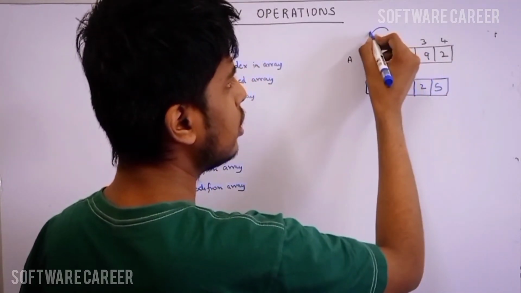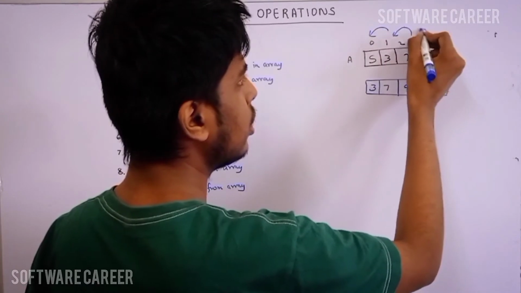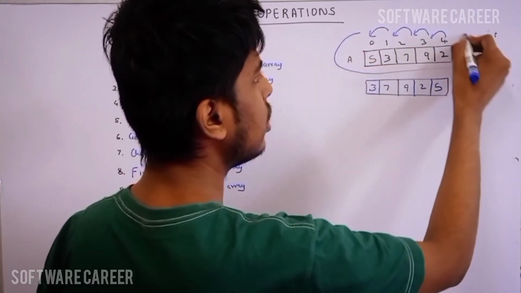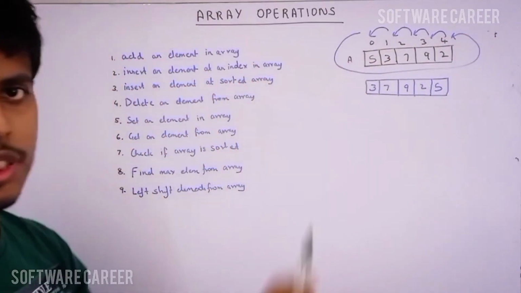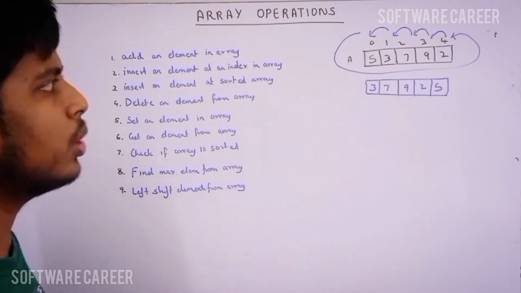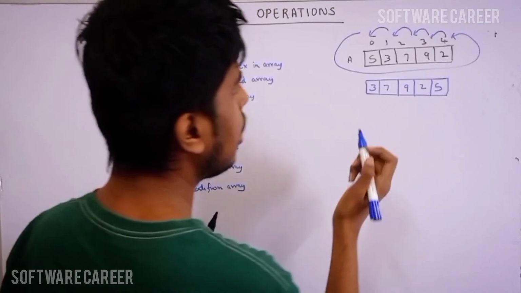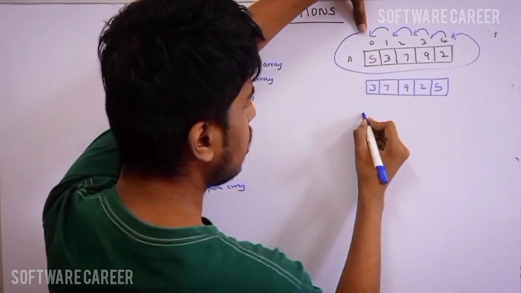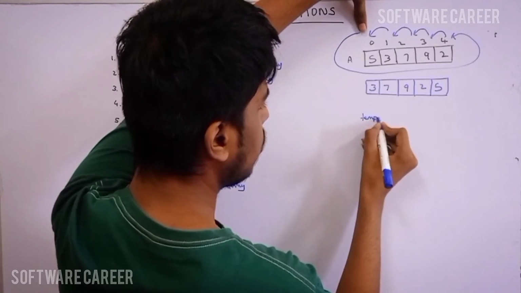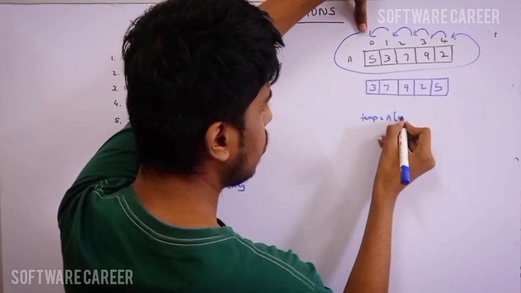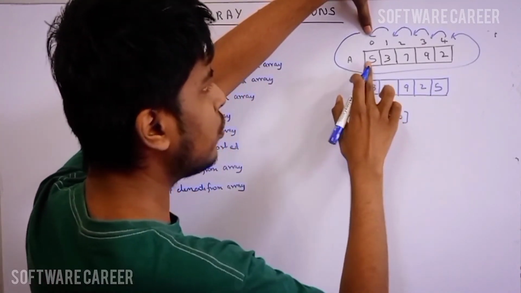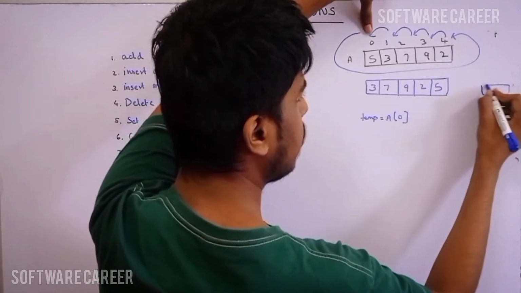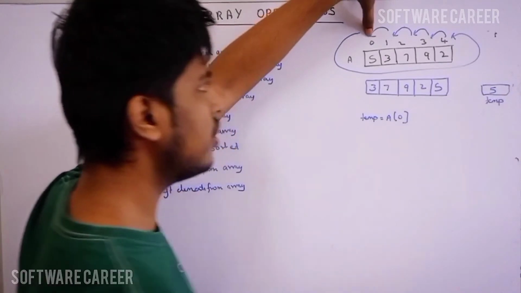Now like this, then this will move towards here. This is what left shift means. Now let's write the code for how it does. Now see, I should store this in a variable. I will store temp equals to A of 0. I am storing this 5 in temp. Temp equals to now 5.